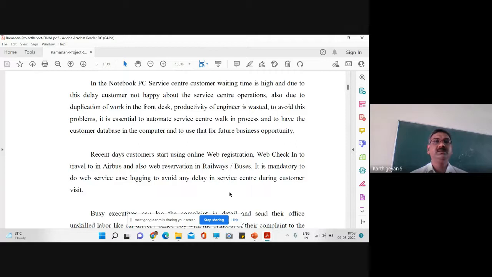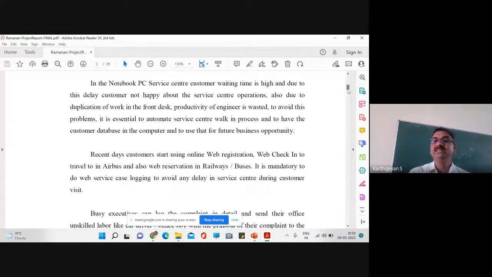There is only one service person receiving the laptops. Actually, there are two persons taking care of the notebook service centers. One is for the warranted notebooks, another for the unwarranted notebooks. That means the laptops which are in warranty will be serviced free of charge, and the other one is paid service. So two persons take care of receiving the laptops for service. What happens? High queuing length.